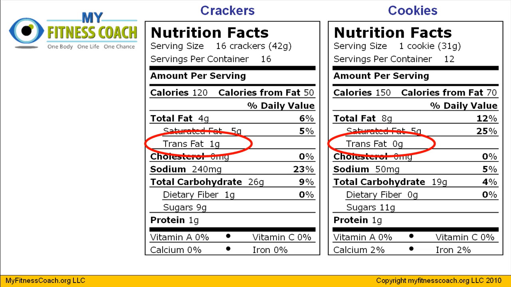Well, you're going to learn that there is a little white label lie happening to the cookies on the right, and that's today's focus. I'm going to teach you how you can find trans fats even when the nutrition facts panel says 0 grams. But we're first going to take a little bit of a behind-the-scenes look at trans fats before I show you what to look for.